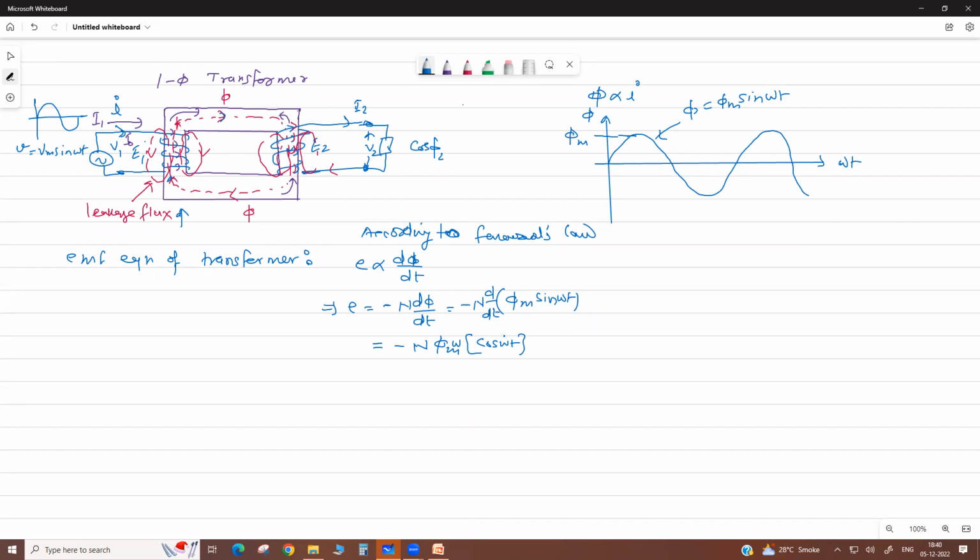Can you explain why we took that as minus N? The minus is due to Lenz's law. It opposes the cause. The polarity of the induced EMF opposes the applied voltage. That's why it is negative.